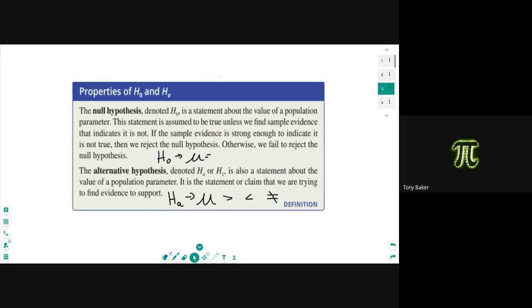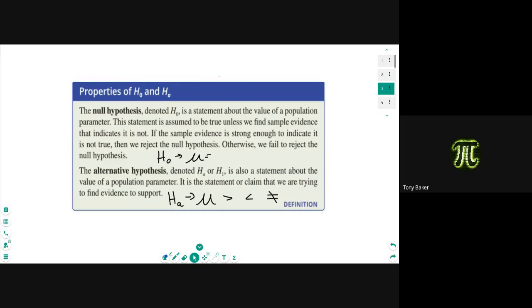It's an H with a little O underneath it, or it's supposed to be like a 0, so it's H naught. Okay, and the big piece of this one is it's always the equal. Now, it could be the mean equals or the proportion equals, depending on what type of problem we're doing. We're going to do mean today, and proportion we're going to do on Wednesday.